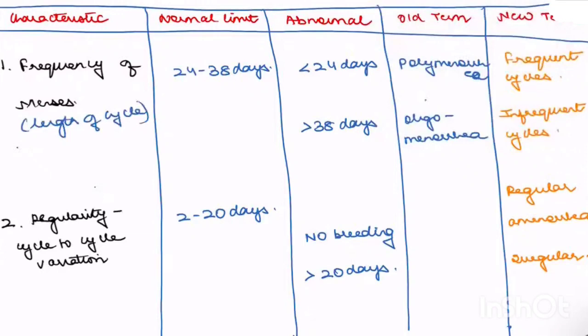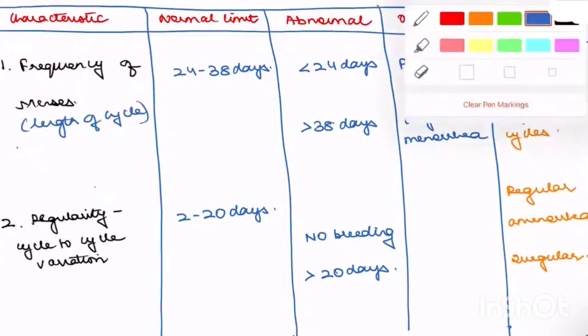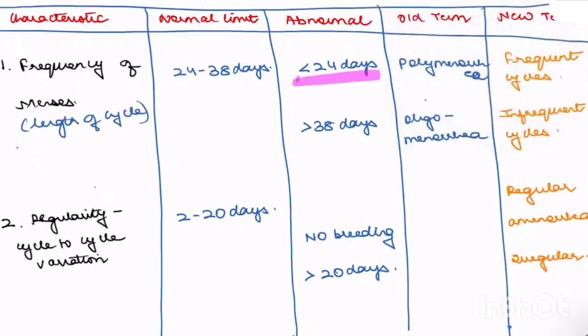If the length of the cycle is less than 24 days, earlier we used to call this polymenorrhea, right? Now we don't use the terms polymenorrhea, oligomenorrhea, menorrhagia. Instead of polymenorrhea, you are going to say frequent cycles.